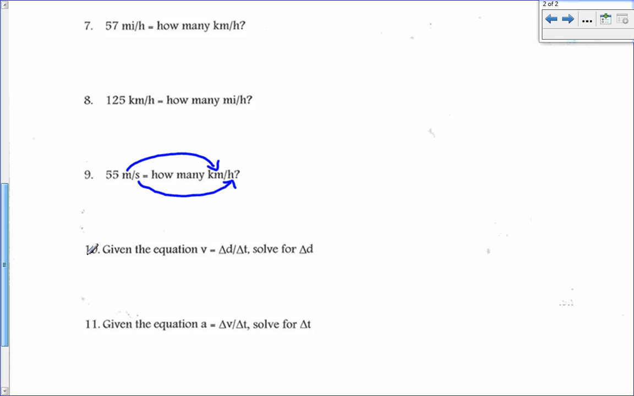10, you're going to have to write this formula out as we did in example C, but this time you're trying to get D all by itself on one side of the equal sign. And we have a different formula for number 11. We've got the acceleration formula. So you're going to write this out. Acceleration is equal to the change in velocity over the change in time. And again, you're solving for t. So you're going to follow the steps that we did in example C for number 11.